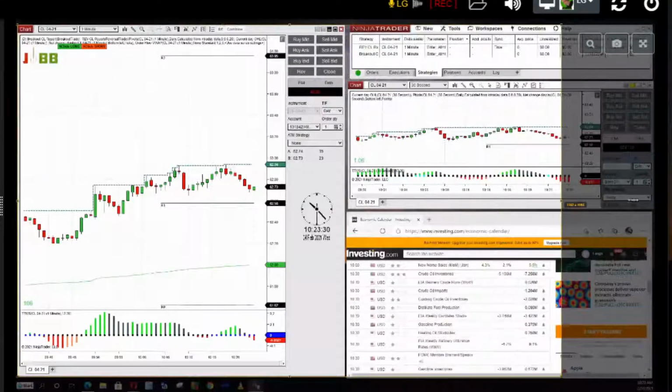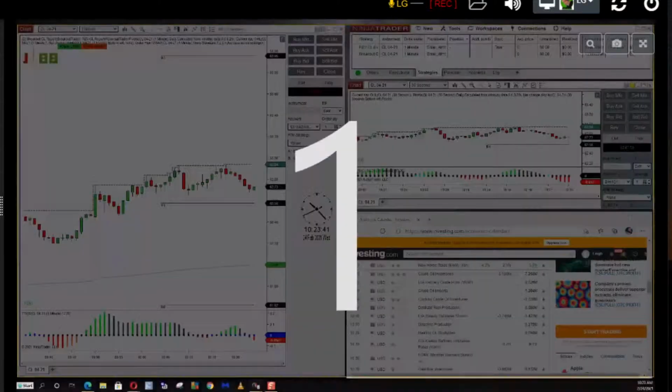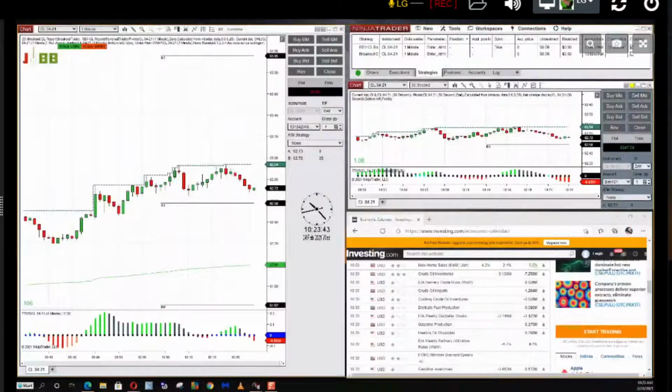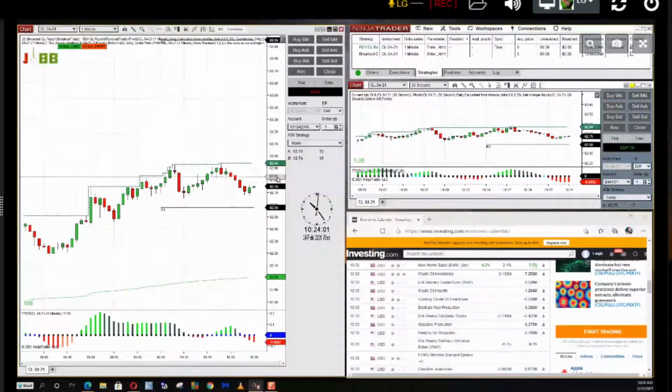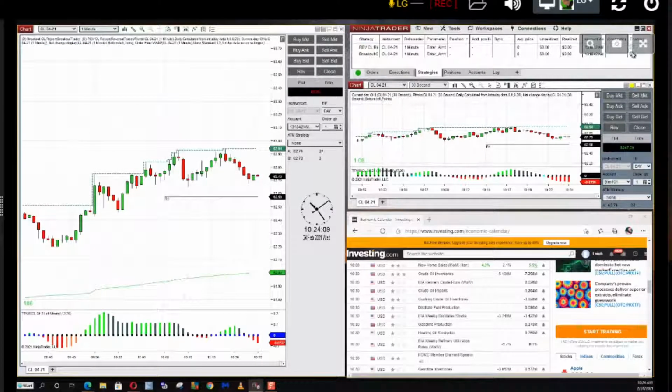Turn on the recorder. All right, so now we've got about 6 minutes for the news to come out. The breakout is enabled. Let's double check our setup one more time.